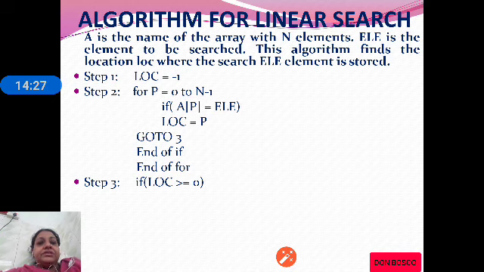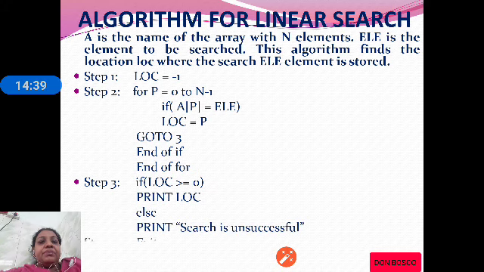If location is -1, when we compare the values, we store the location. If it is greater than 0, then we print the location. Otherwise, we print unsuccessful search. So, in linear search, it does not require any sorted data. Any list is more than enough to conduct search. So a sorted list is not required, any list will be okay.